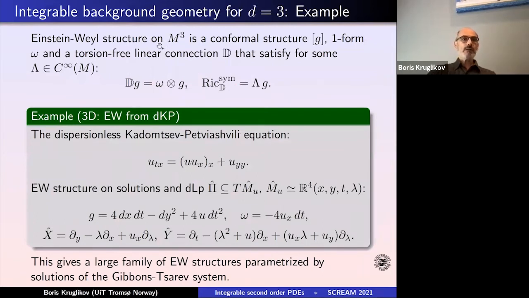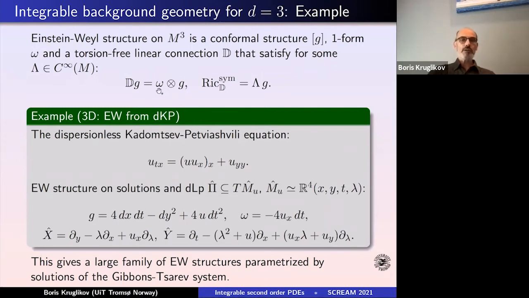So in dimension 3, the background geometry is Einstein-Weyl. So I briefly recall. It means that you have to have a conformal structure, a one-form omega, and a torsion-free linear connection D that satisfy, for some function lambda, the following equations. The first equation tells just that the connection D is Weyl, which means it preserves the conformal structure. And this means that if you apply D to the metric G, a metric representative of the conformal structure, you get something proportional to G. And the coefficient of proportionality is omega.